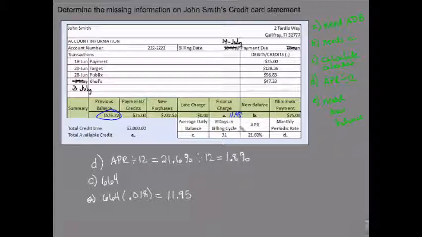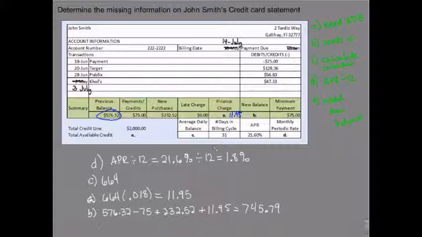Now my new balance, which is B, is my previous balance minus my payment plus my new purchases plus my finance charge. And if there had been a late charge, I would have added that in there too. So 576.32 minus 75 plus 232.52 plus 11.95. And that gives me 745.79.